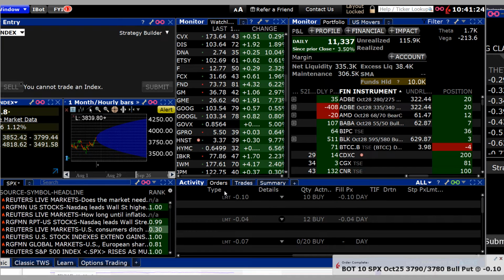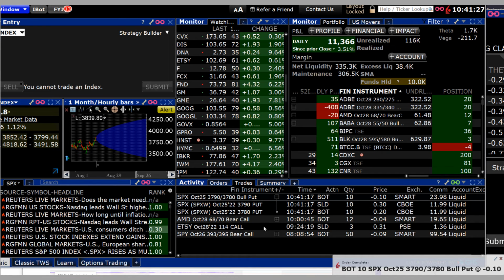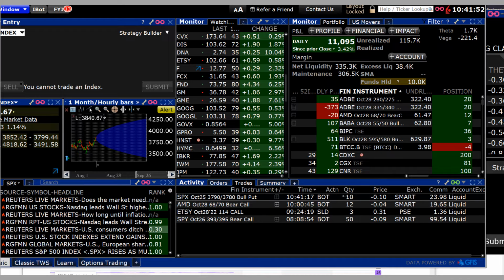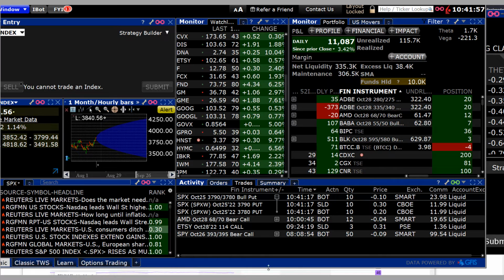Order filled. Okay, so that order just filled over here. I sold the 37.90 for 30 cents, and I bought the 37.80 for 20 cents. So that's a $10 spread, and I have a quantity of 10, so that's $100 minus the $24 commission, so that'll be about $76 if I don't have to close this, and both of those options expire worthless.